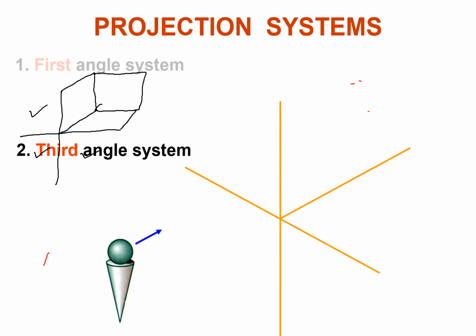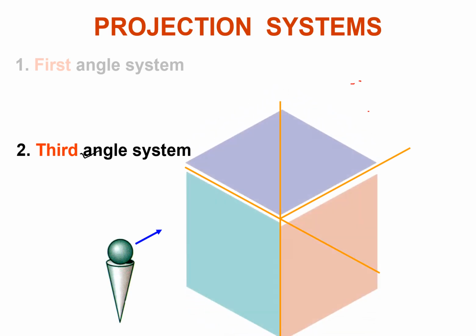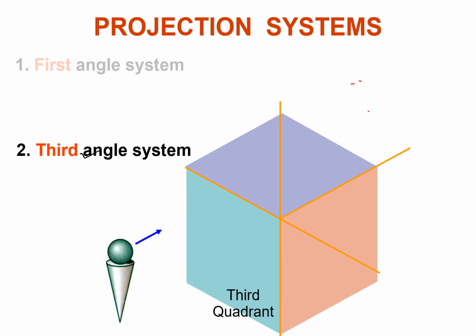Then there is the third angle projection system. In the third angle projection system, we will put planes in our third quadrant, place our object there, and ultimately project the views of that object onto these planes. When we unfold these planes, we will get a certain orientation that will be called the third angle projection system that we already use.